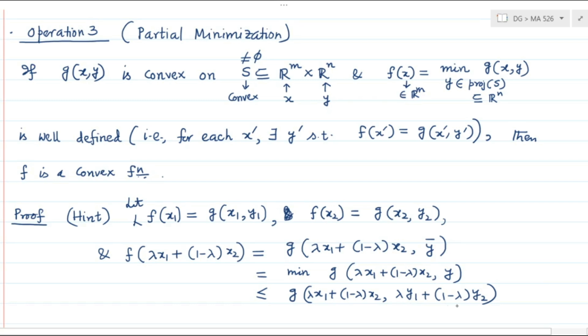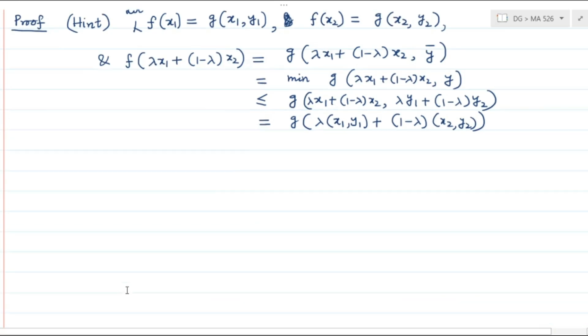If this is not y bar, then this is a point in the domain of the definition of f, in the projection of S over Rn. And therefore, as y bar gives us the minimum value, this is less than or equal to g at this point, right? Well, and as g is convex, therefore, we note that, fine, this is a sufficient hint, you can now conclude the result.